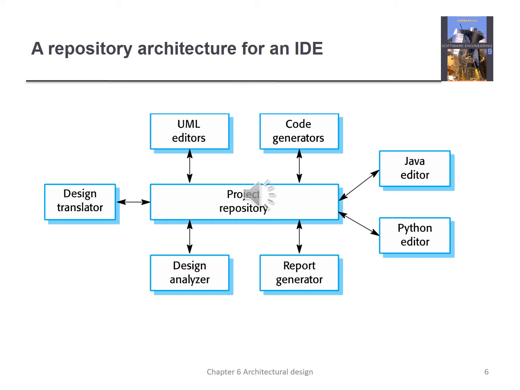In this example here, we see the project repository down there, and all these applications around it, like the design translator, design analyzer, report generator, Python editor, Java editor, code generator, UML editor, etc. So all the interfaces between any two of these, like between the UML editor and the code generator, will come through the repository.